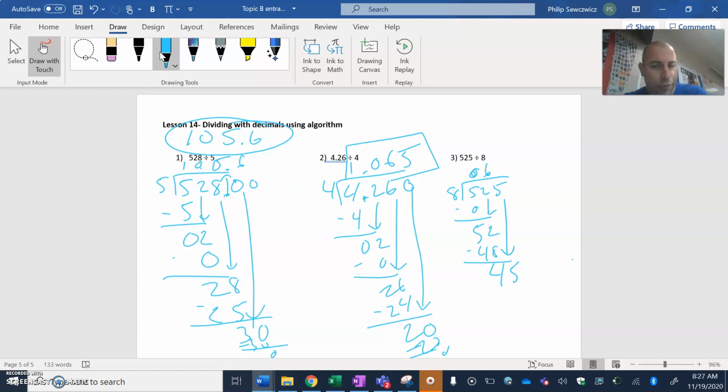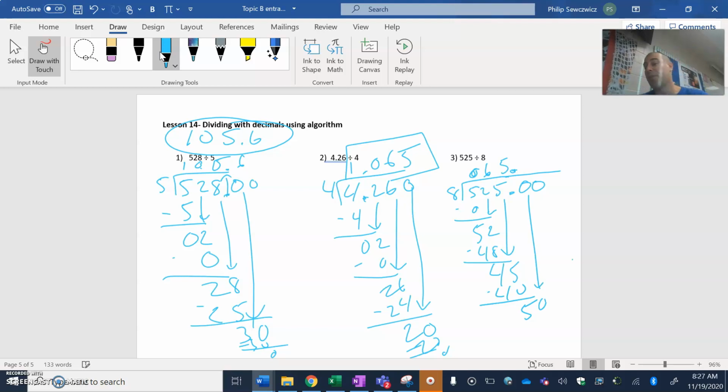How many groups of 8 can you take out of 45? 5? 6? 6 times 8 is 48. That's too big. So yes, it's 5. So 8 times 5 is 40. Let's subtract. Now, I don't have a decimal to push up. So again, think of it as money. That's $525. So I can add a decimal, add some zeros. Push that decimal up. Now I can continue my division.